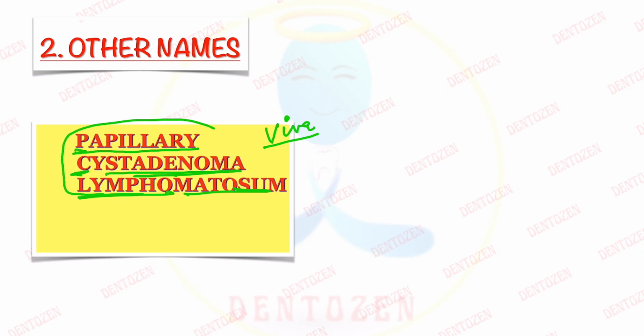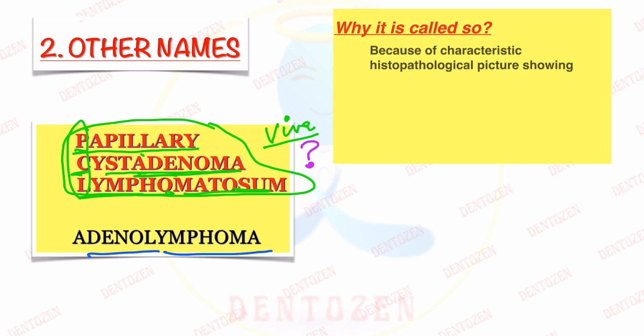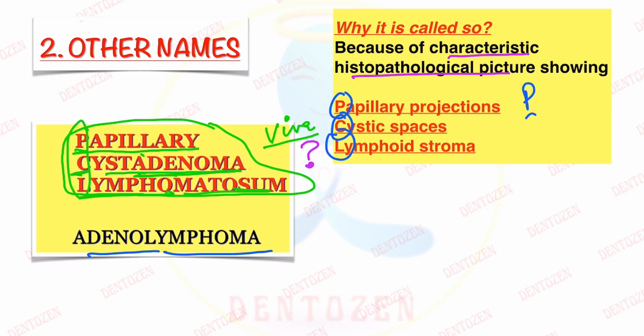tumor, or which tumor is known by this name. So papillary cystadenoma lymphomatosum. One more name which is given is adenolymphoma. Next question would be that why it is called by this name, papillary cystadenoma lymphomatosum. You already know the answer, because this gives this characteristic histopathological picture where we see papillary projections, cystic spaces and lymphoid tissue, PCL, and that is why it is given this name. What about the other term? Should we use this term adenolymphoma?